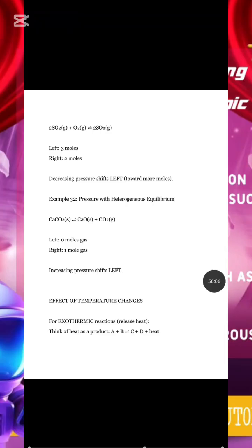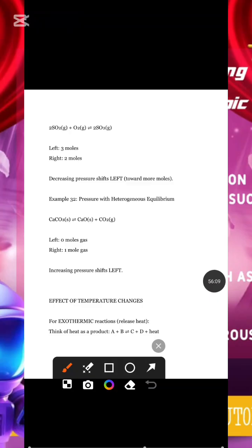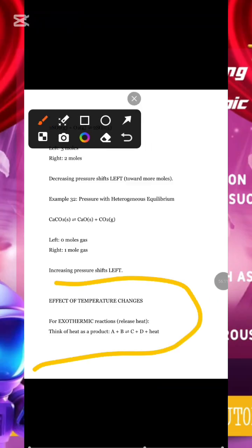That's for pressure. Now let's look at the effect of temperature. This one is very crucial, and you should know about it. Now, the effect of temperature changes. What is an exothermic reaction? An exothermic reaction is a reaction that gives off heat. Whether the equilibrium reaction is exothermic or endothermic, there is a way to know where the equilibrium will shift if temperature is increased or decreased.